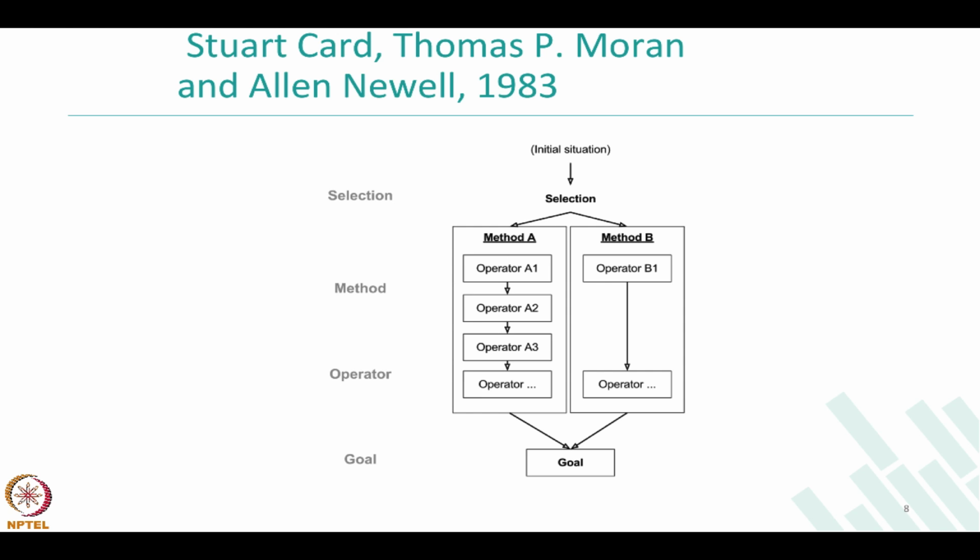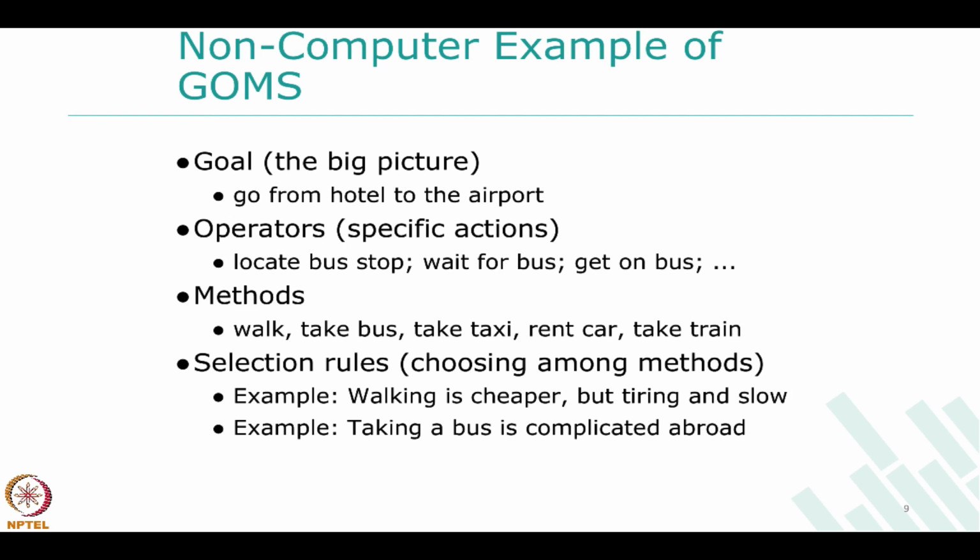So the way GOMS works is, if there are multiple methods, how you end up making a choice and how quickly you can actually finish a task. So let me show you some examples of what GOMS is.